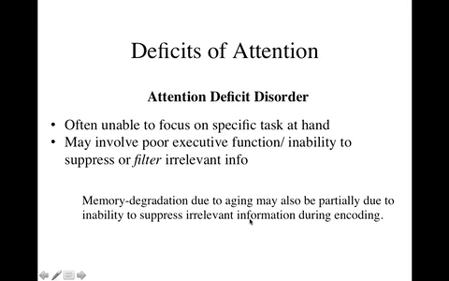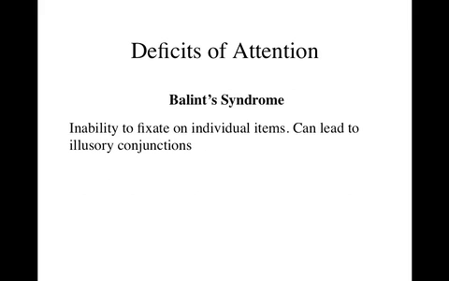We also mentioned memory degradation due to aging is now thought by some researchers to be partially due to inability to suppress irrelevant information. So why do elderly people start to lose their ability to remember something that just took place? It may partially be due to their inability, during encoding, to focus only on that. Perhaps they're also automatically processing other information that isn't relevant.